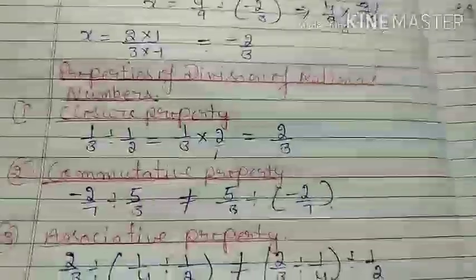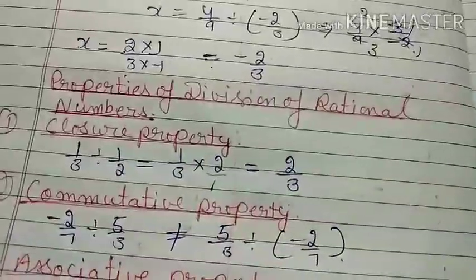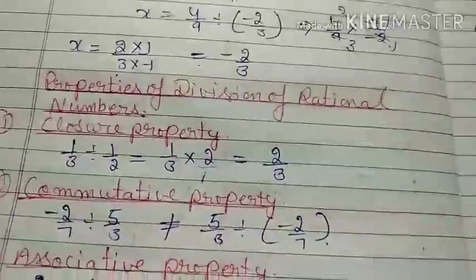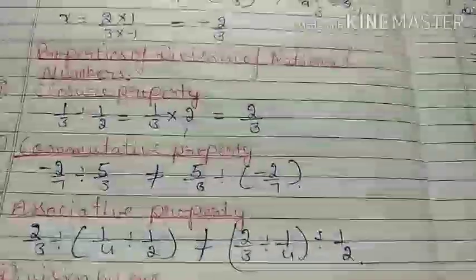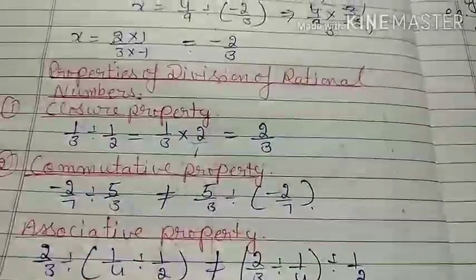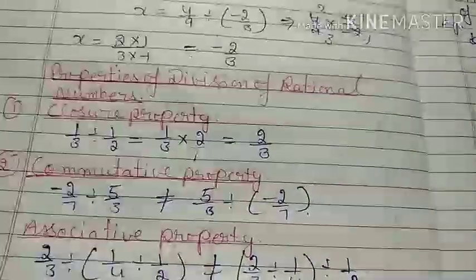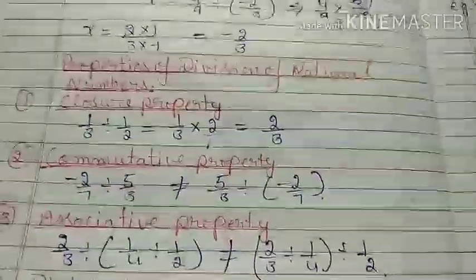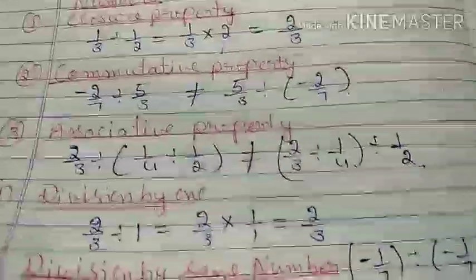Next is commutative property. Commutative property does not hold with division, because division is not commutative for rational numbers, because you can't divide two rational numbers in any order. Similarly, associative property deals with 3 or more rational numbers. So division is not associative for rational numbers also, because if you can't divide two rational numbers in any order, you also can't divide 3 or more rational numbers in any order. Your answer will not be the same.